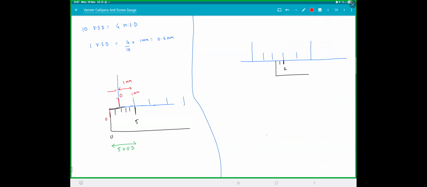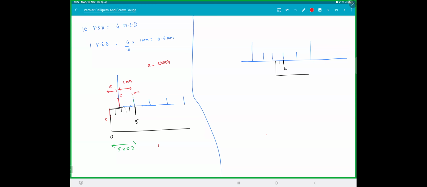Then what is this thing here? This is your error, isn't it? Normally 0 and 0 should have matched, isn't it? 0 and 0 not matching. So here E is your error. That is the extra distance you have to move before you actually get the proper reading.